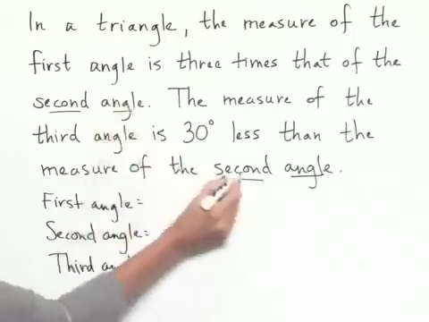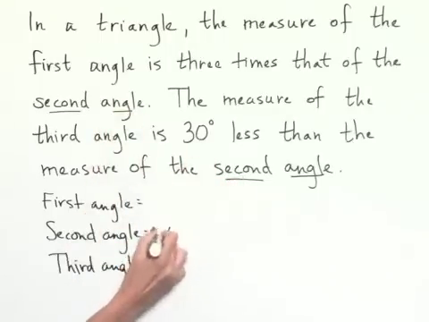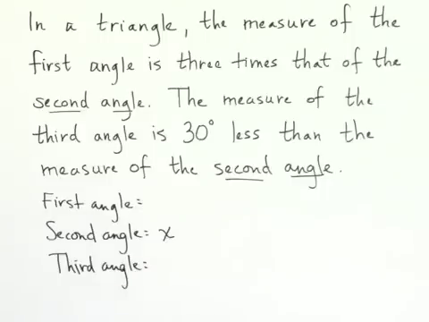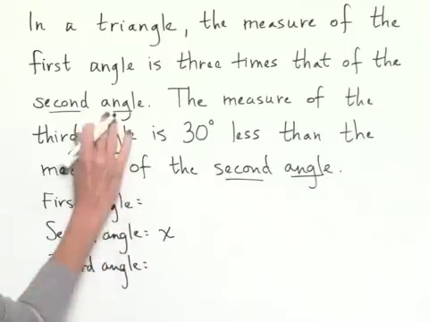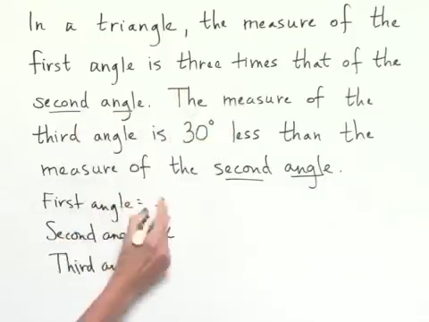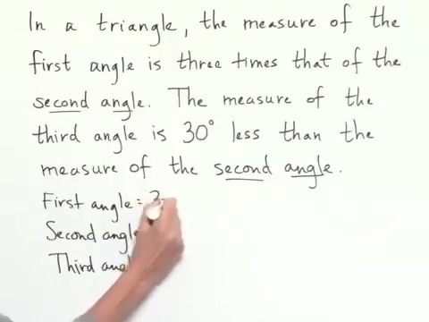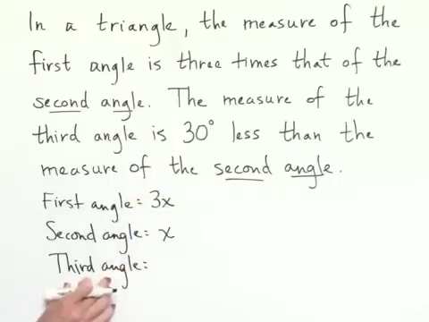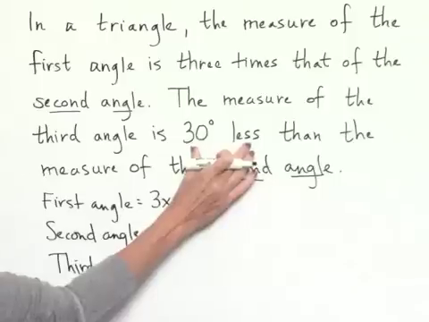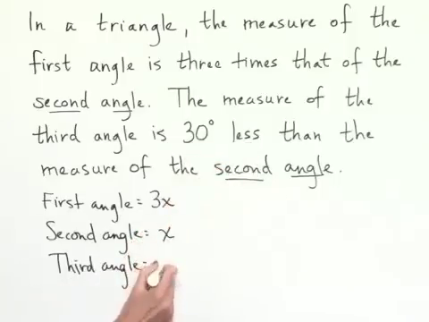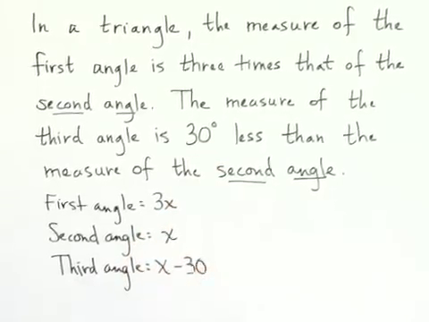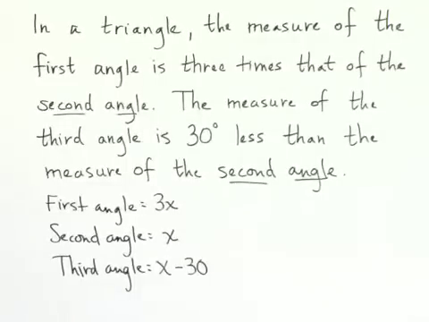Since our first and third are in relation to the second angle, let's let x be the variable representation for the second angle. Our first angle is 3 times that, so we can represent our first angle by 3x. Our third angle is 30 degrees less than the measure of the second angle, so we can represent this by x minus 30. And I'm going to leave the degree symbolization off for the meantime.